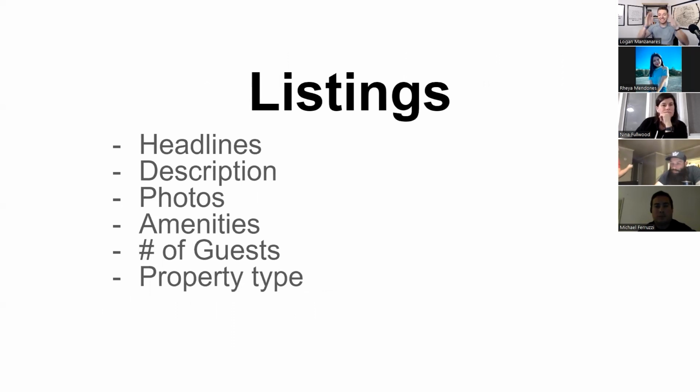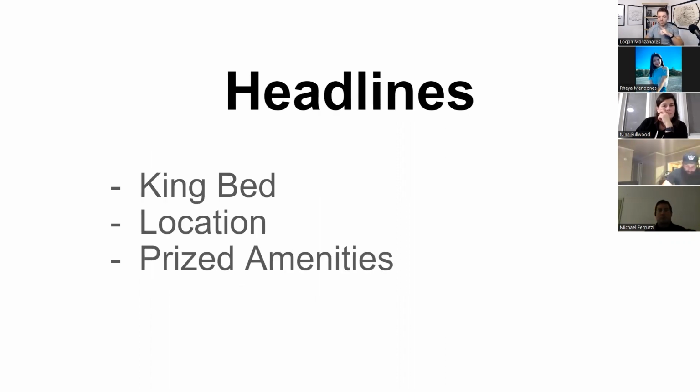Now, as far as your listings go, okay, so these listings apply to all these places I listed before. You're gonna need a headline, you're gonna need descriptions, you're gonna need photos, you need amenities, number of guests, and property type. Okay, these are gonna be the same across all locations. Now let's actually dive into these individually here. So headlines, and I'm going to speak specifically to Airbnb because you're going to get 90% of your bookings through Airbnb.